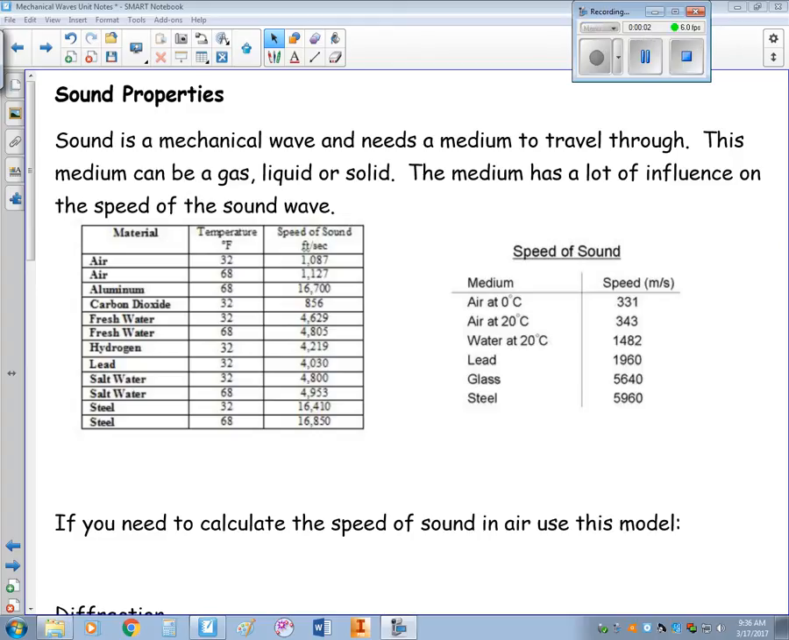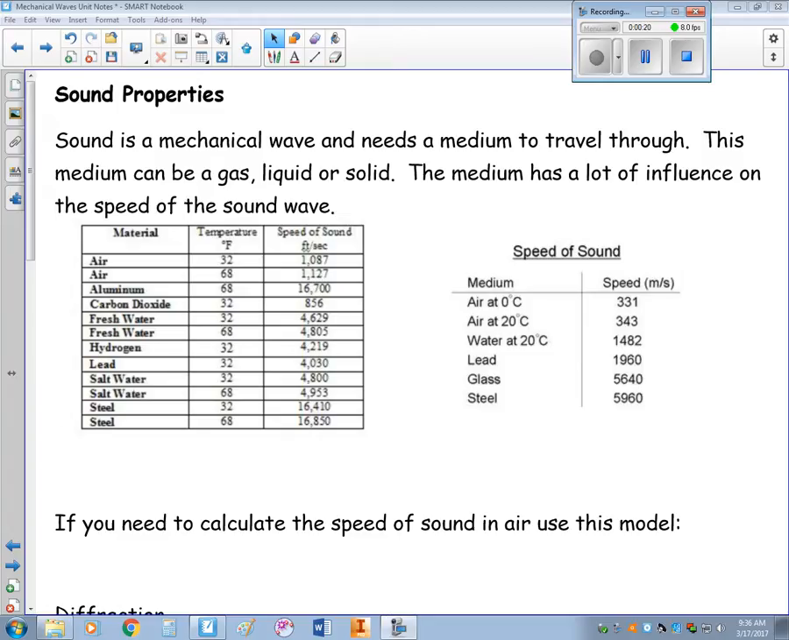This is video 4 for the mechanical waves unit. Let's talk a little bit more about sound. Sound is a mechanical wave, so it needs a medium to travel through. This medium can be a gas, a liquid, or a solid. The medium itself has a lot of influence on the speed of the sound wave.